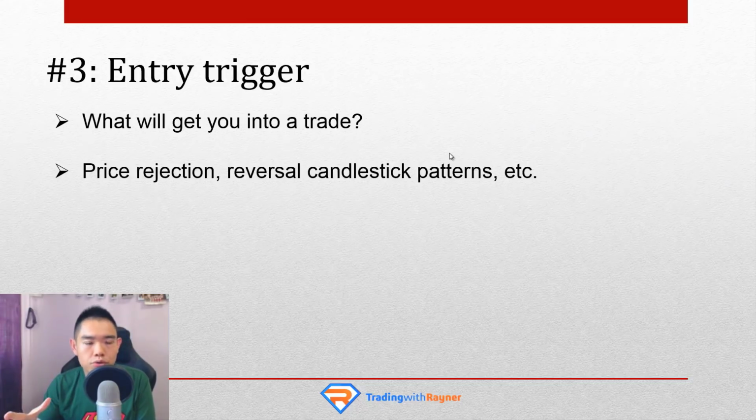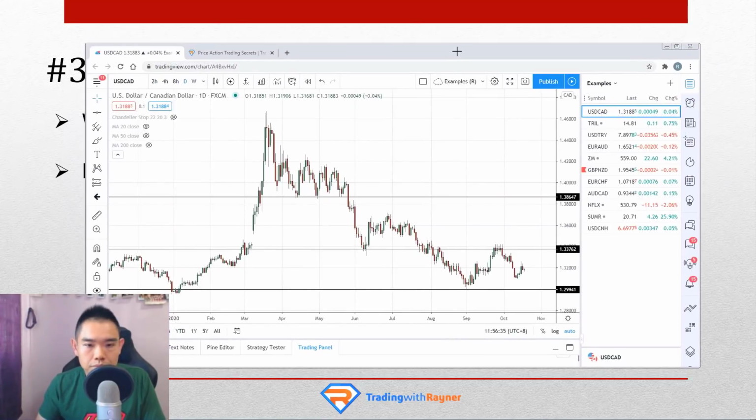So moving on, the entry trigger. Once you have the trend, once you have the area of value, the question is, what will get you into a trade? When do I enter the trade? This is where you can use candlestick patterns to help you time your entry. This could be reversal candlestick patterns like a hammer, shooting star, engulfing pattern, or price rejection and stuff like that. So let me share with you some simple basic candlestick patterns to get familiar with.